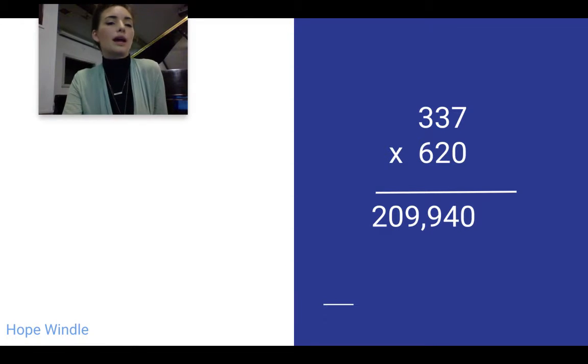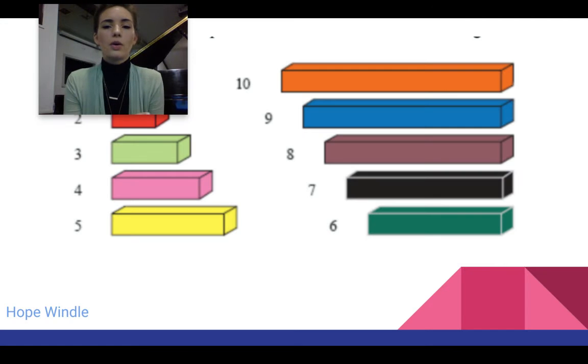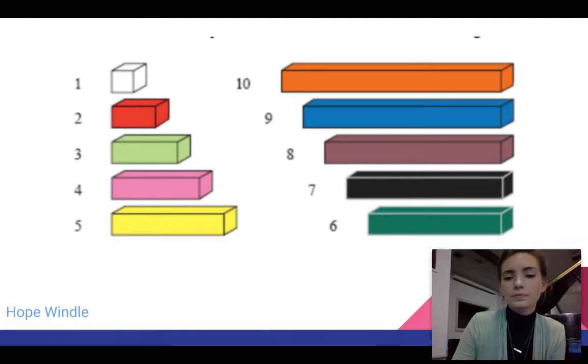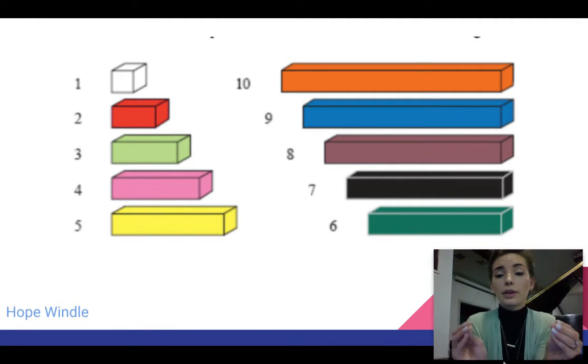Okay, now let's go ahead and keep going. And we are going to look at some bars, some little number bars. And these are going to be really fun.